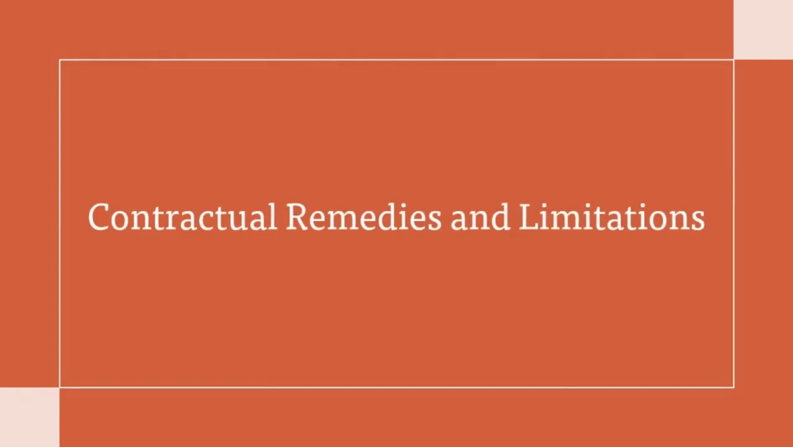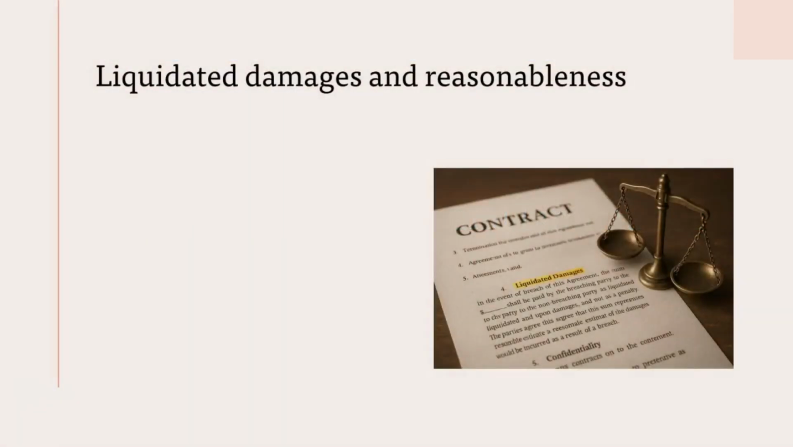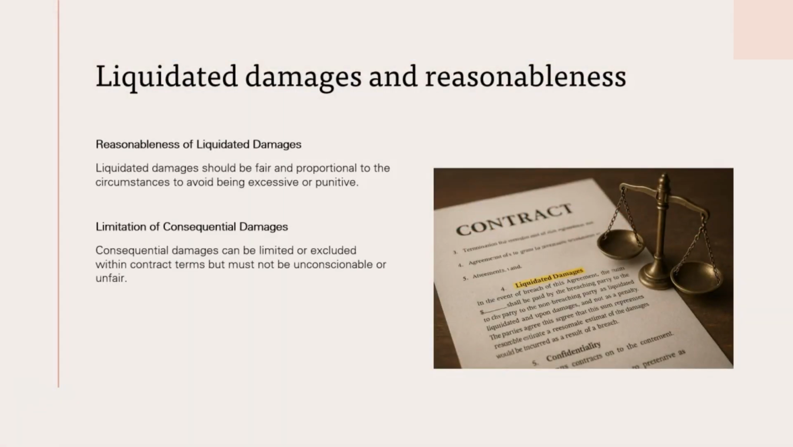All right, looking at contractual remedies and limitations, we're going to look at liquidated damages and reasonableness of those damages, consumer goods and unconscionability in limiting damages for personal injury. So other contractual remedies or things to keep in mind are liquidated damages. Liquidated damages must be reasonable in light of the circumstances.